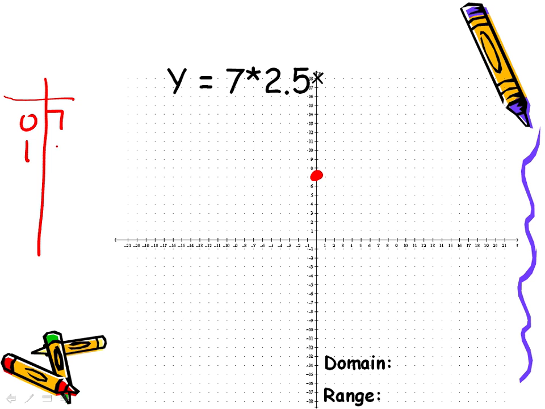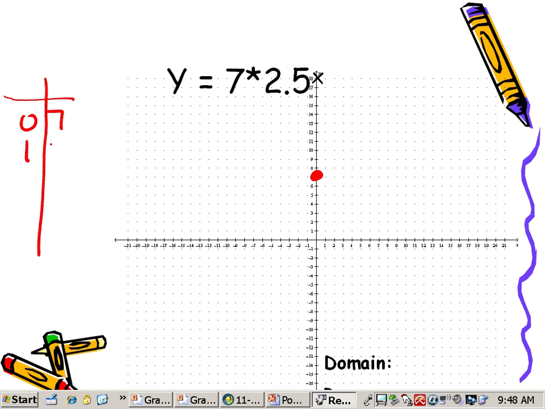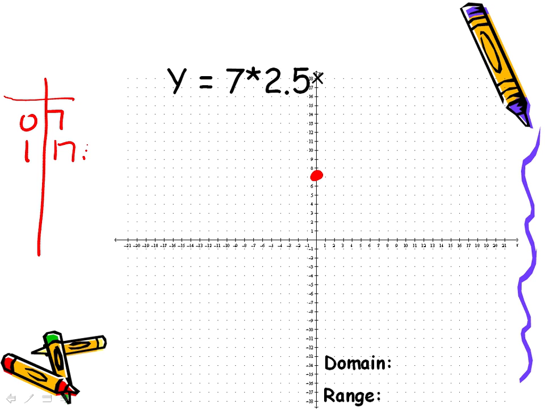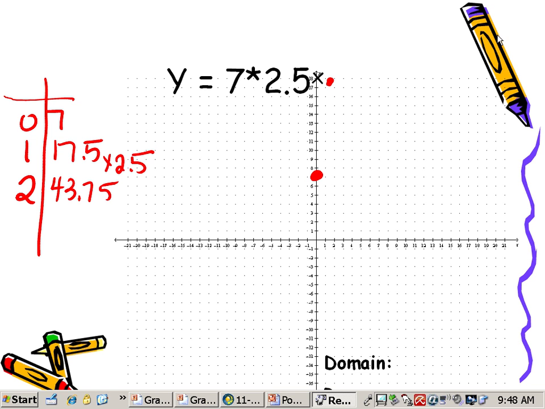My graph starts at 7. 1 gives me what? Okay, so 1 gives me 17.5. So I go over to 1 and up to 17.5. That's going to go way up here. All right, now I'm going to do 2. So I take 17.5, multiply it by 2.5. Do you want to do it? Okay, so that would be 43.75. Now I can't see it, so I'm not even going to write that one down.